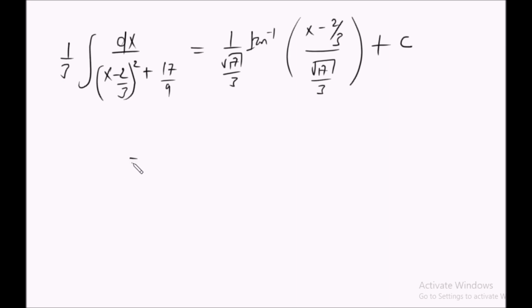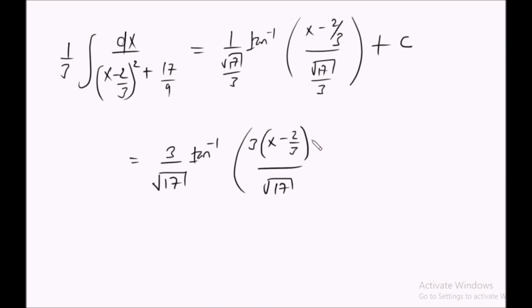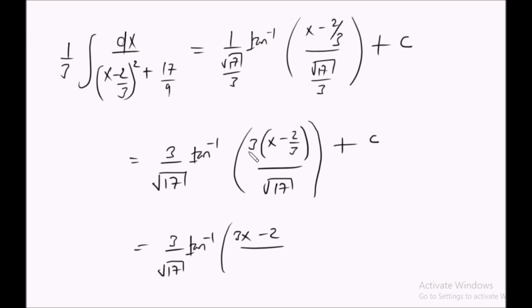So simplify hiyo utapata 3 over the square root of 17 tan inverse. So hii 3 inakuja juu huku kwa 3x minus 2 over 3 over the square root of 17 plus c. So ingiza 3 ndani napata 3 over the square root of 17. So hii tuna tan inverse, so inakuwa ni 3x minus 2 over, so hii 3 times x ni 3x, over the square root of 17 plus c. So hapa nafikiri ipo in its simplest form.